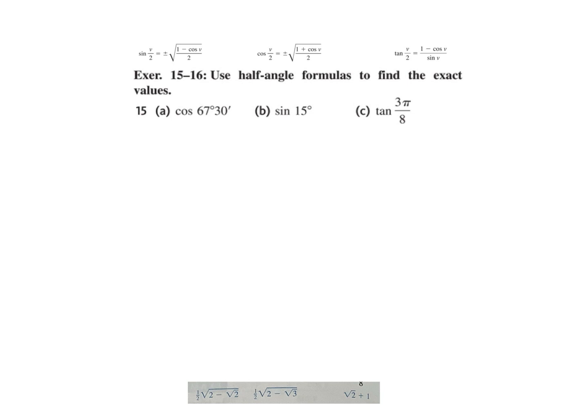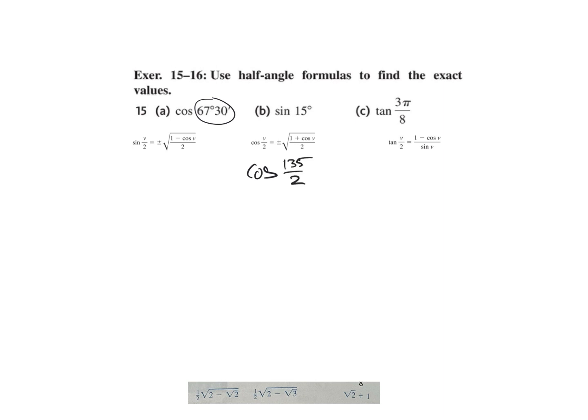Half angle formulas to find the exact values. So we have our half angle formulas up there again. Half angle formulas: find the exact value of the cosine of 67 degrees 30 minutes. Okay, so if we double this, we're going to use the cosine formula for this one. 67 times 2 is 134, but 30 times 2 gives me another degree, 60 minutes, which is another degree, so that's 135. So 135 divided by 2 is the exact same thing as 67 degrees 30 minutes.